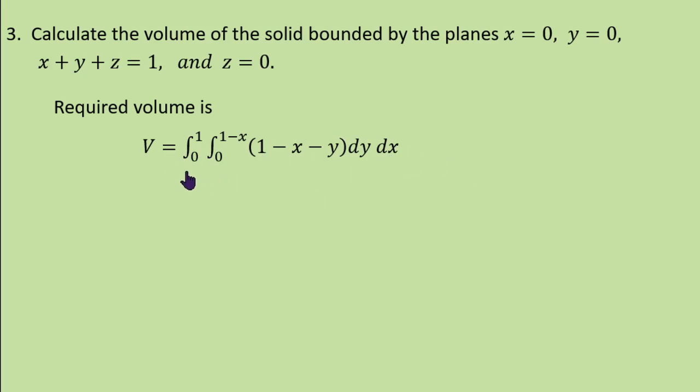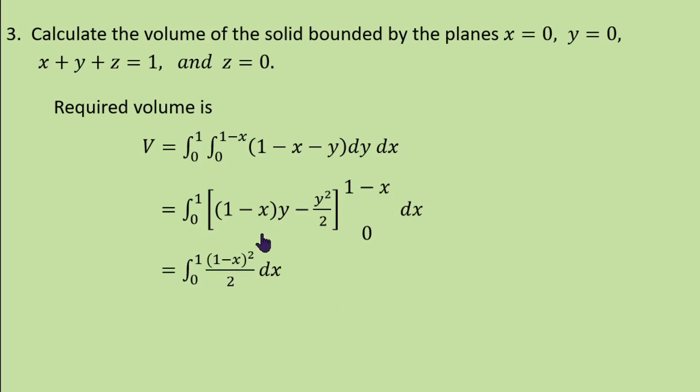X varies from 0 to 1. For each x, y varies from 0 to 1 minus x. Integrate z. Z is 1 minus x minus y. Integrate first with respect to y. 1 minus x is constant. The integral of 1 minus x is 1 minus x into y minus y square by 2. The limit of y is 0 to 1 minus x.